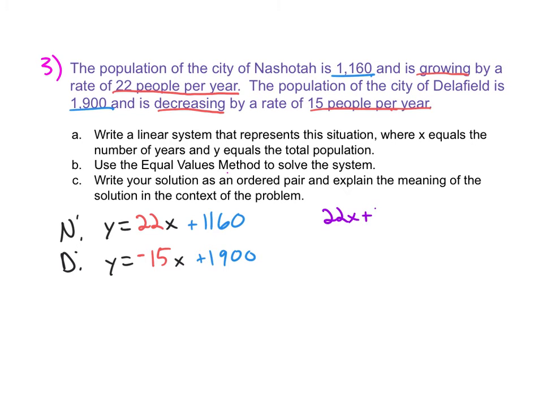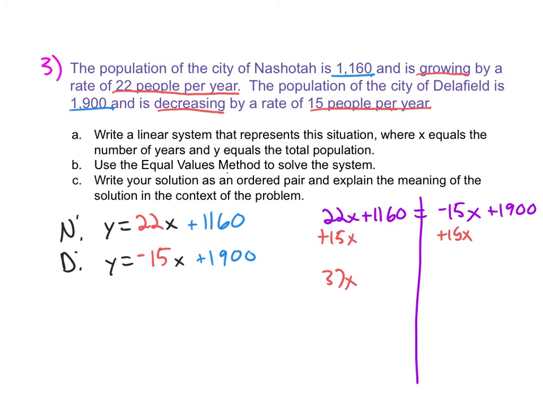So 22x plus 1160 should be equal to negative 15x plus 1900. I'm just taking the two populations and setting them equal to each other and solving. Again, I like to take the smaller x value and move that because it keeps my numbers positive. So 22 is bigger than negative 15. I'm just going to add 15x to create a zero pair. But I need to do it to both sides to get 37x. The rest of the equation is all going to stay the same. Negative 15 and positive 15 becomes a zero pair.